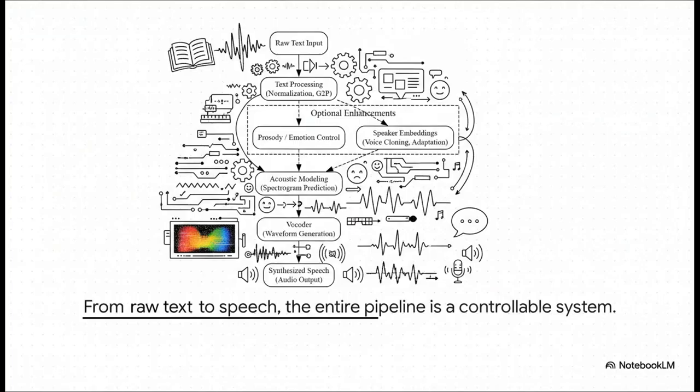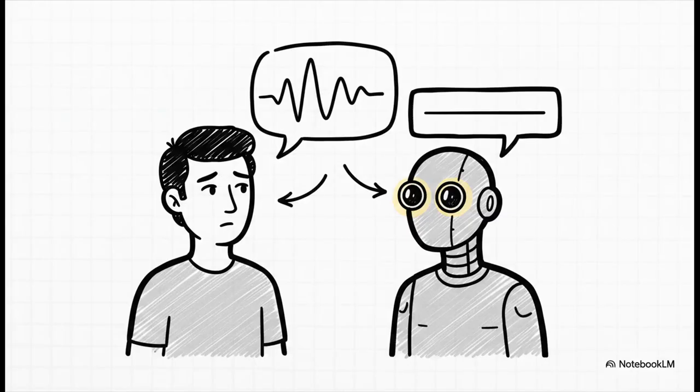This diagram here really pulls the whole journey together perfectly. You've got the raw text coming in at the top. It goes through all this processing and modeling. That's where the emotion and speaker identity get baked in, and it all flows down to the vocoder, which creates the final audio you actually hear. What used to be a bunch of separate, clunky systems is now one slick, sophisticated, and highly controllable process from start to finish. But, and this is a really crucial point, we're not quite there yet.